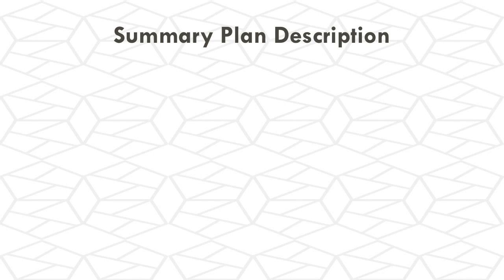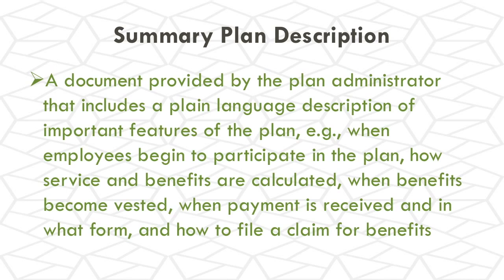So the summary plan description is going to be a document provided by the plan administrator that includes a plain language description of important features of the plan. So for example, when the employee began to participate in the plan, how service and benefits are calculated, when benefits became vested, when payments are received and in what form, and how to file a claim for benefits. You'll notice the middle part there about how service and benefits are calculated. It's going to pretty plainly describe a defined benefit or defined contribution plan if the taxpayer isn't sure. Last resort, ask for a summary plan description.